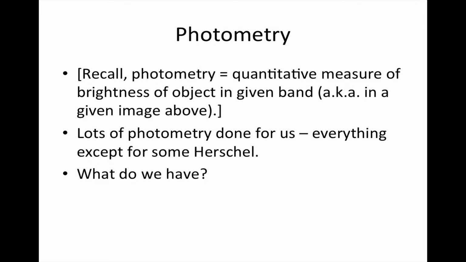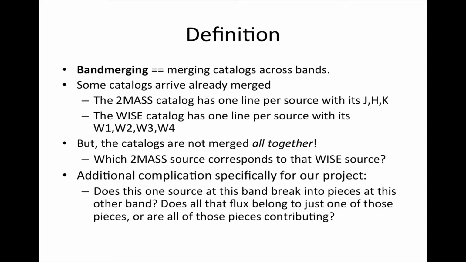So on the topics of photometry and band merging. Remember, photometry is the quantitative measure of the brightness of an object in any given band. We've got lots of photometry that's been done for us, and so we've got lots of data already, but we have to band merge it. Band merging means merging the catalogs across the bands.